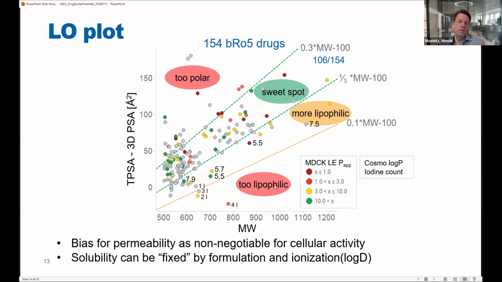So all over, the oral beyond rule of 5 drug set that exists manifests a bias for permeability. And this is because this is non-negotiable for cellular activity. And we have to assume that the solubility is being fixed by formulation or ionization. But this is not really desirable. Ideally, you would have high permeability, high solubility, and low lipophilicity.